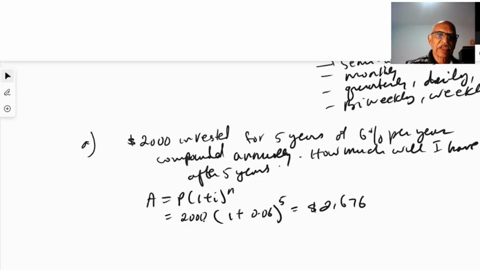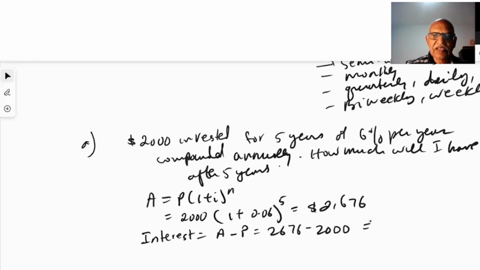So this will be equal to $2,676. So how much extra money did I get? That extra money is called interest. Interest is the amount minus the principal. Therefore, $2,676 minus the $2,000 I invested. So my interest will be $676. That's the extra money I got.